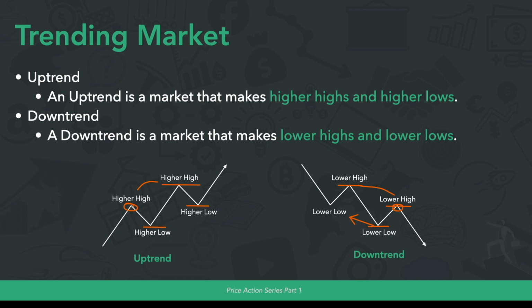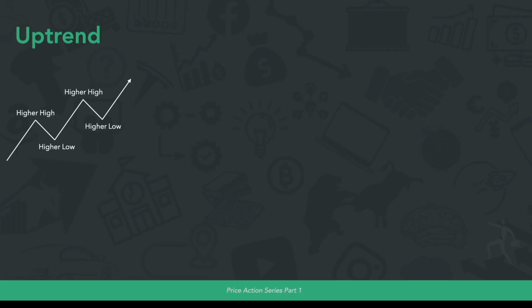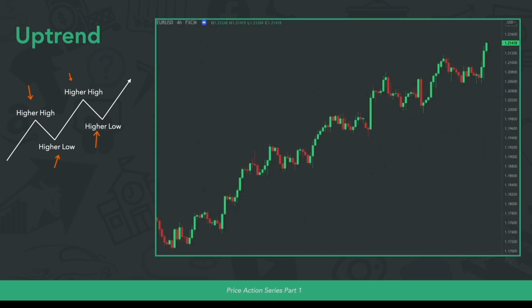So, in a trending market, kapag uptrend, kailangan may series of higher highs and higher lows. And sa downtrend, kailangan may series of lower highs and lower lows. Example of an uptrending market. So remember, kapag uptrend, kailangan makakita tayo ng series of higher highs and higher lows. Alright, so in this example, i-identify natin kung nasan ba itong mga higher highs and higher lows.